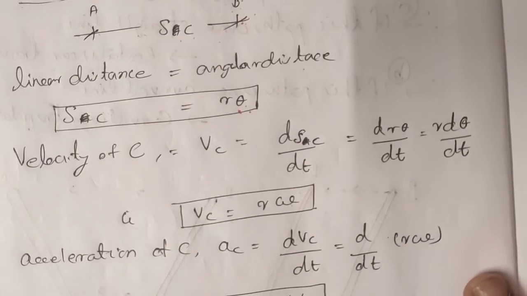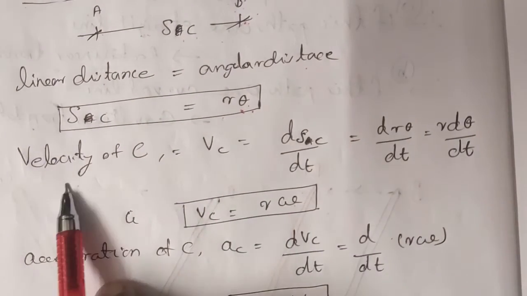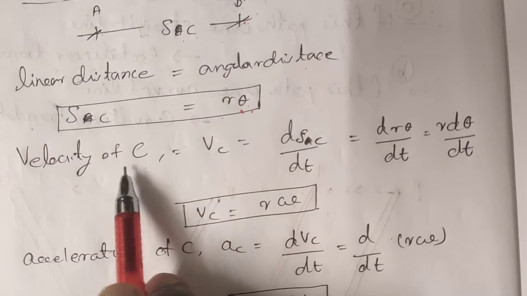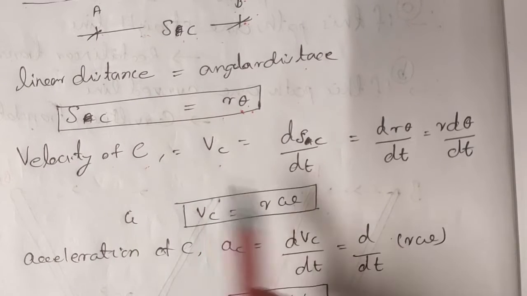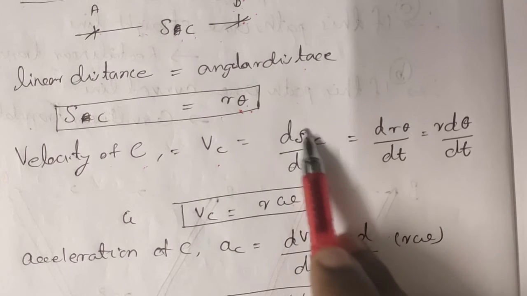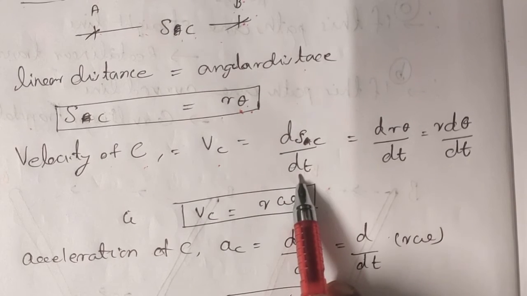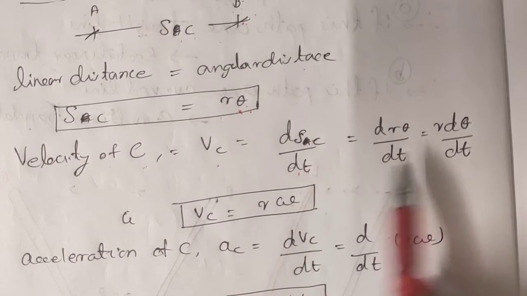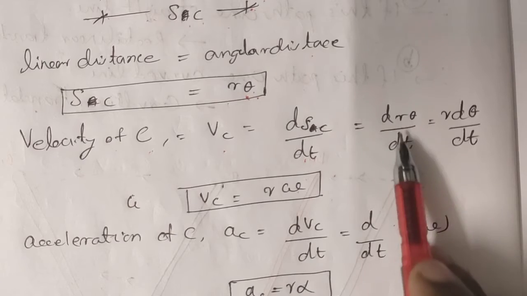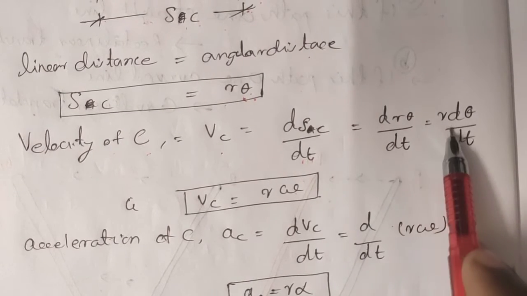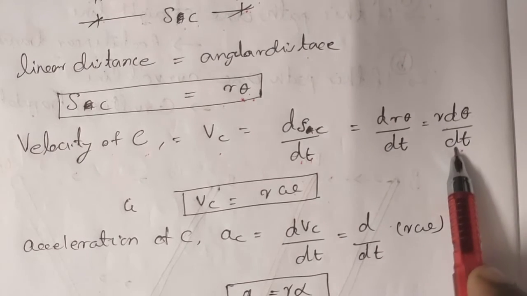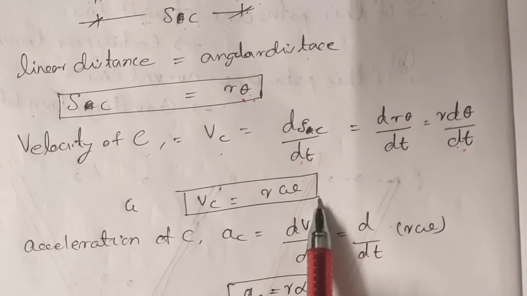Then this is SC equal to R theta. The next thing, velocity of C. The C means center. Velocity of center, that is called VC. That is the linear distance, so VC is d by dt of SC. We can write SC as R theta. So d(R theta) by dt is equal to R d theta by dt. d theta by dt is omega, so we can write it as Vc is equal to R omega.